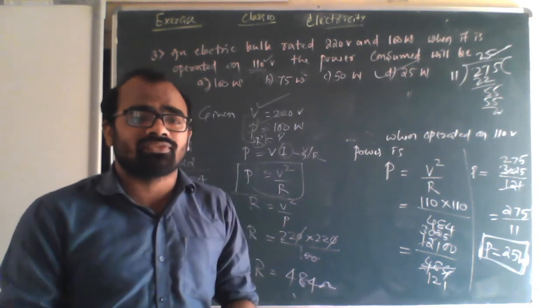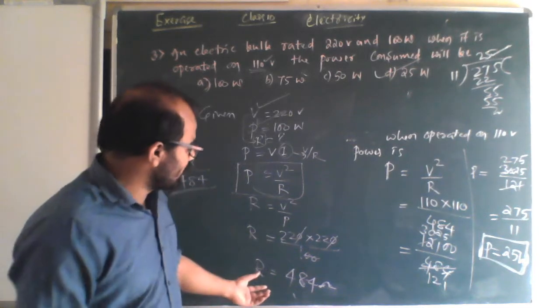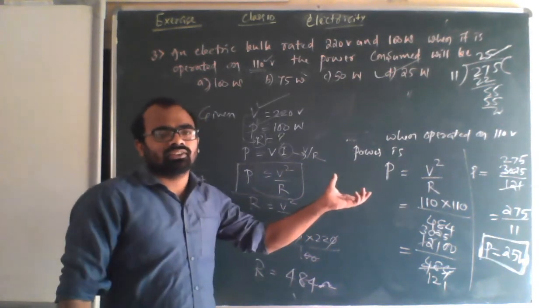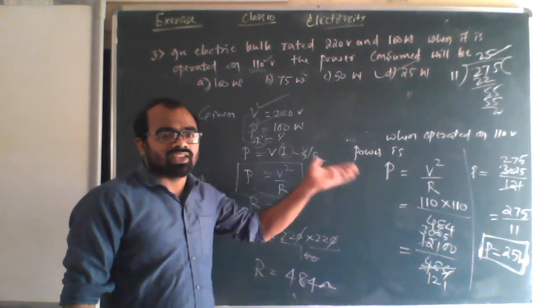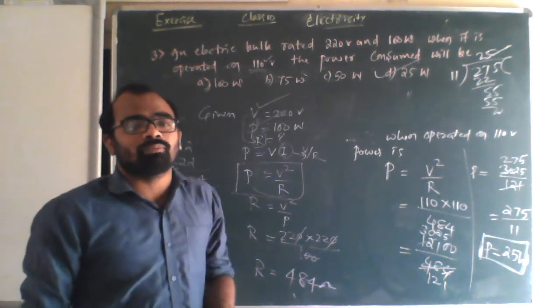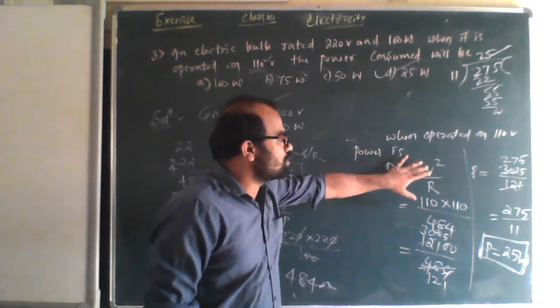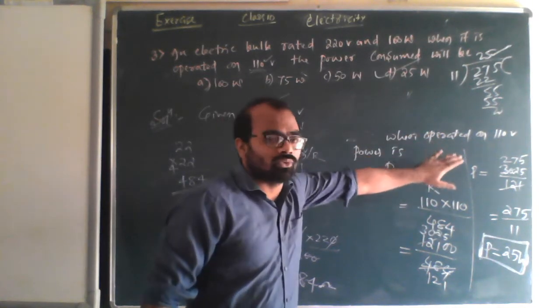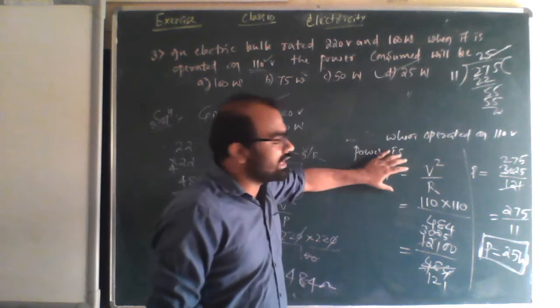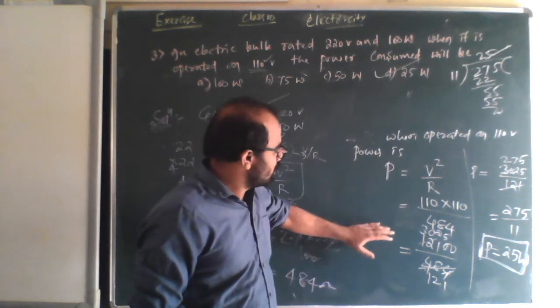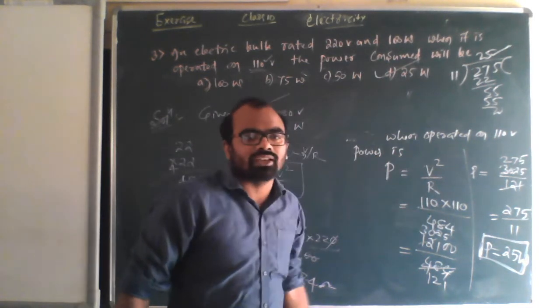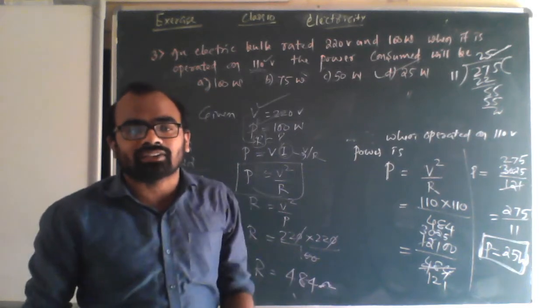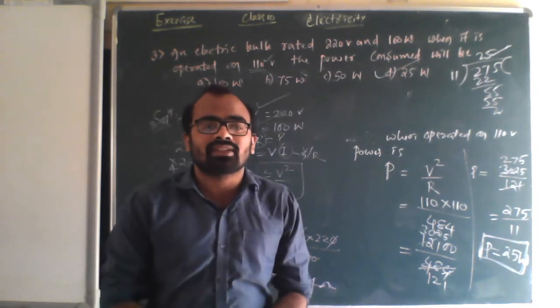This resistance is not changed. For an electric bulb it is a fixed resistance. So 484, the same bulb is operated. Okay, the same bulb is operated. Then what will be my power? That is P equal to V square by R. R we got the same, 484. V now, when operated on 110 volt, it is 110. I need to find out what the power is now. So by doing the calculation we got 25 watt. So 25 watt is the power.